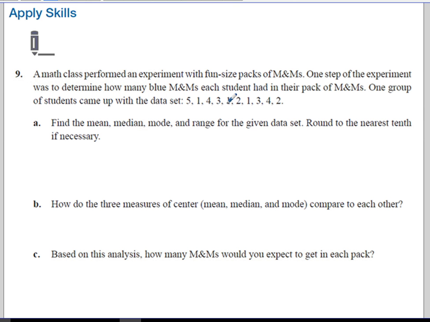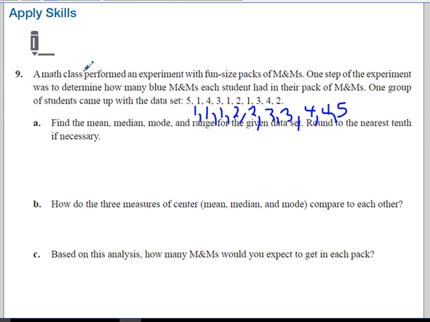So let's see here. We have 3 ones, 2 twos, 2 threes, 2 fours, and 1 five. So check: 1, 2, 3, 4, 5, 6, 7, 8, 9, 10. Okay, 10 numbers, so I got them all.